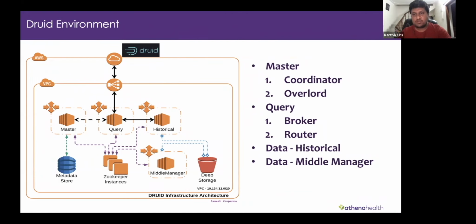But one thing we've done separately is to break the data into its own separate processes, like historical and middle manager nodes, each on their own separate nodes. I'll talk about why later, but quickly, it's just to make sure that we have an easy route to scaling each of these services separately.